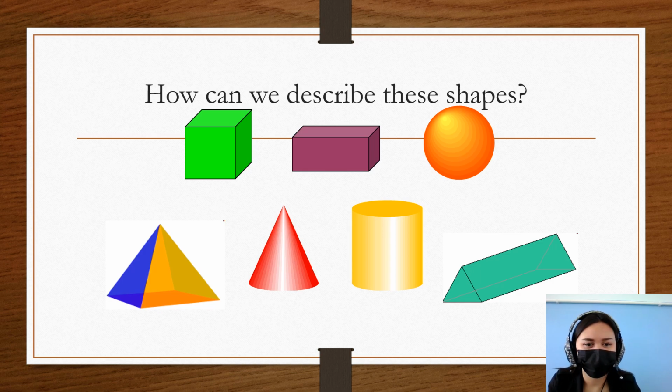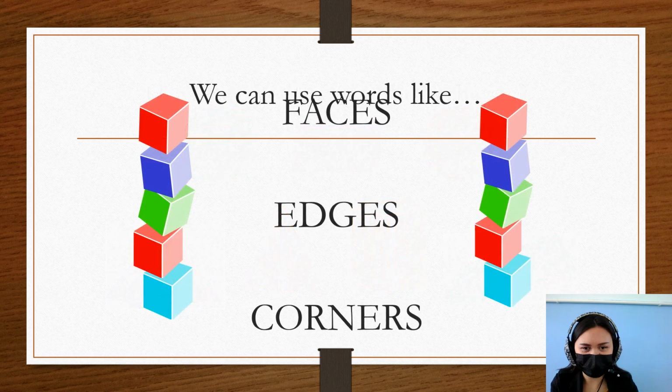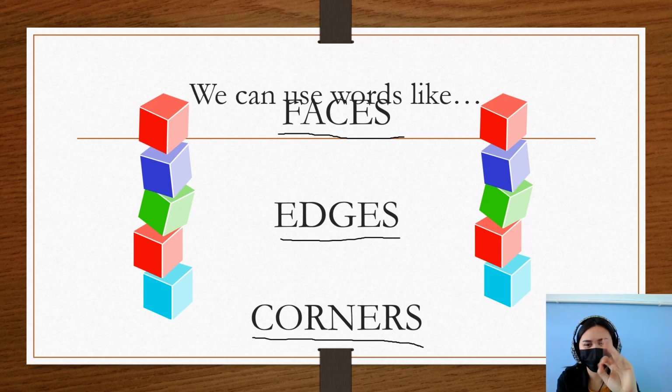Okay, let's name them. Cube, cuboid, sphere, square base pyramid, cone, cylinder, and a triangular prism. Okay, we can use words like face. Remember? Faces, edges, and corners. Three important words in 3D shapes.